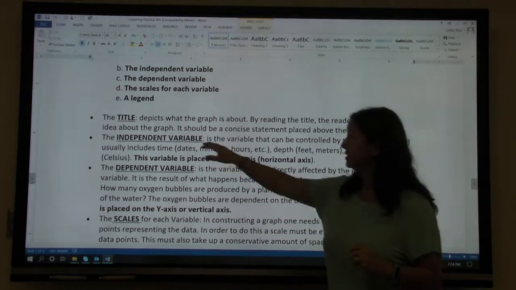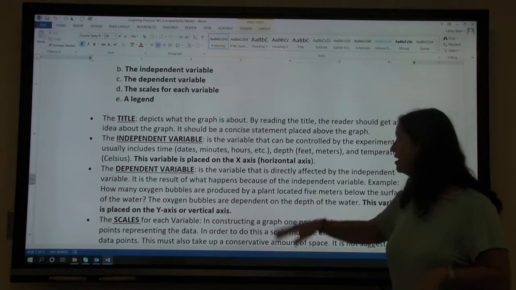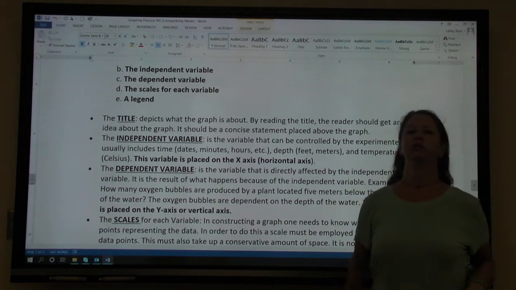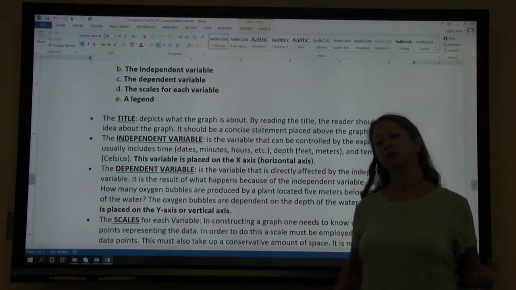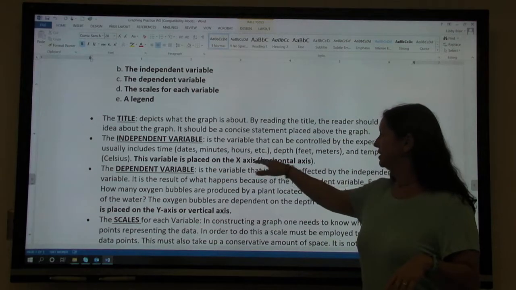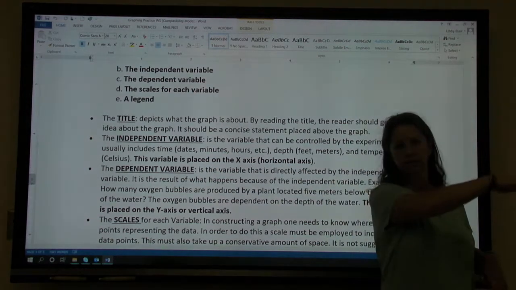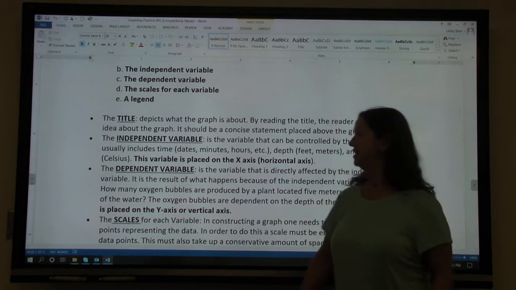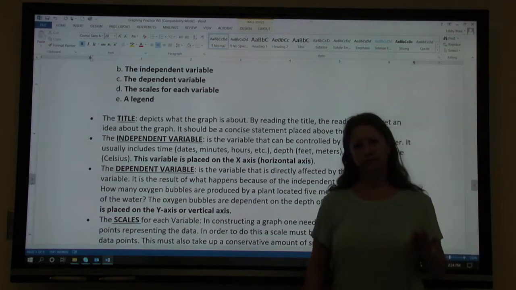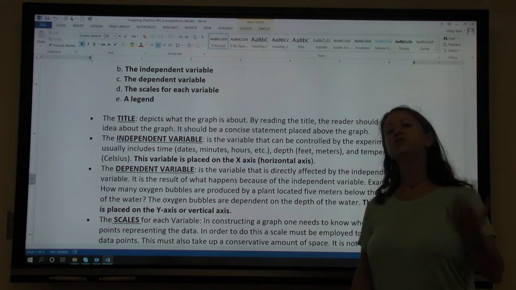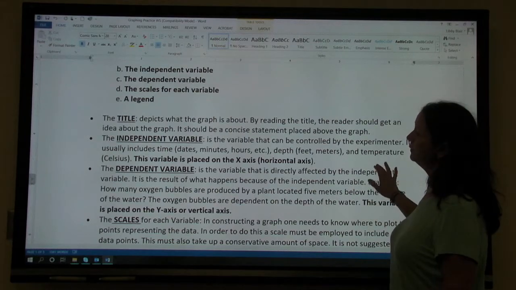So it includes things like time, how often, depth, how deep am I looking, things like temperature, am I going to make it 10 degrees, 20 degrees, 30 degrees, okay? And that's going to be put on the x-axis. The x-axis is the horizontal axis, the one like this, okay? So the independent variable is the one that the person setting up the experiment chooses to look at, okay?